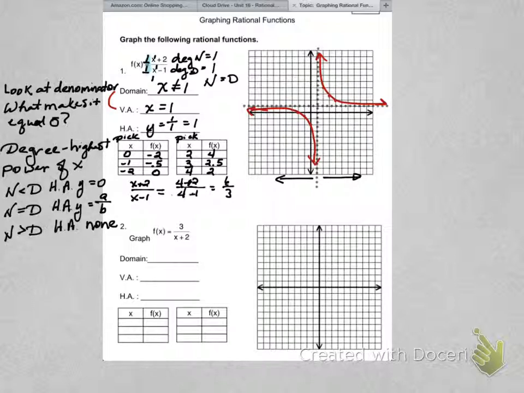Now let's look at our second example. Again, at the domain, we figure out what makes the denominator 0, which will be negative 2. Okay, so that means x cannot be negative 2. X is not equal to negative 2, and our vertical asymptote is at x equals negative 2, so we can draw that in there.